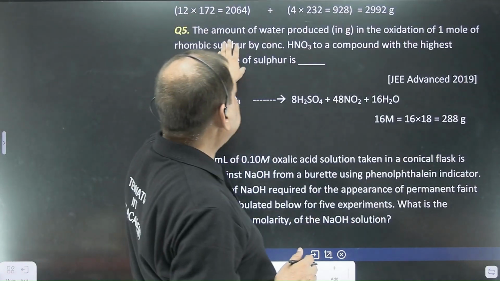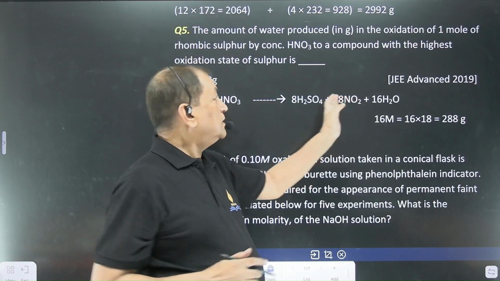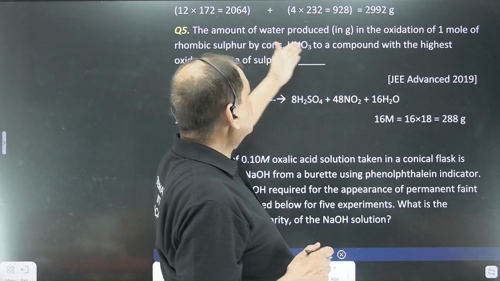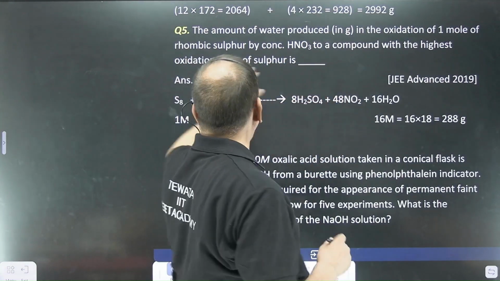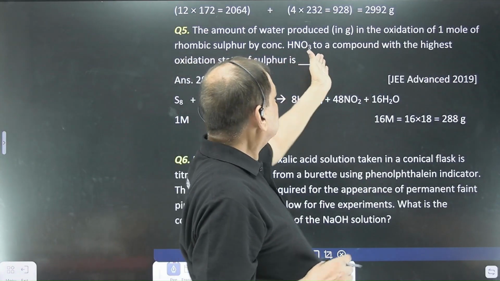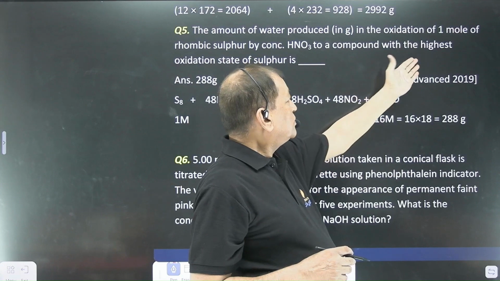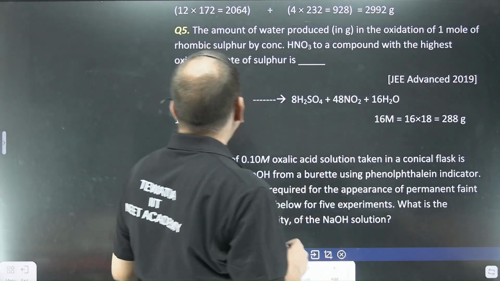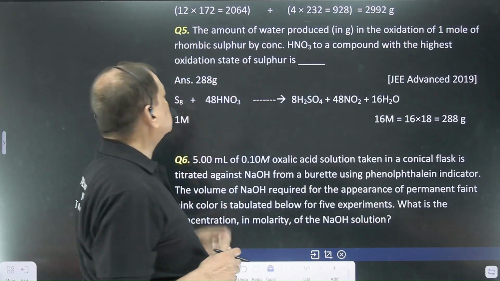Now this is again JEE Advanced 2019. The amount of water produced in gram in the oxidation of 1 mole of rhombic sulfur by concentrated HNO3 to a compound with the highest oxidation state of sulfur is.